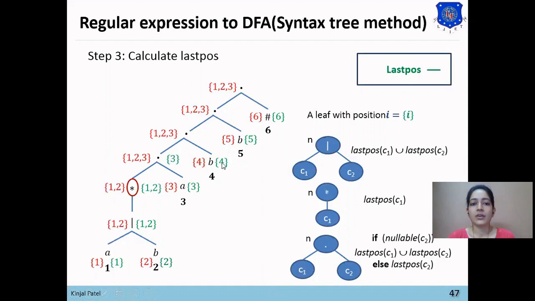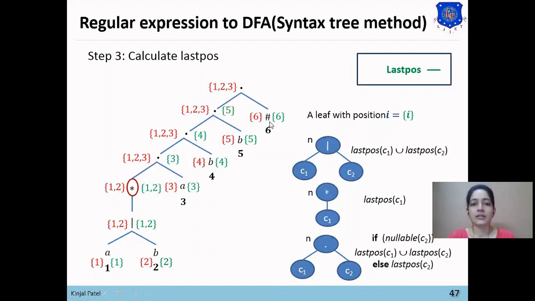Now for the second dot, we will check that it has a child C2 which has last position 4. So C2 is not nullable. So again, we will perform the else part, which is last position of C2. So 4 will be added in the last position of the dot. Now for the third dot, it has a B child, which is not nullable. So the last position of B will be added into the dot.